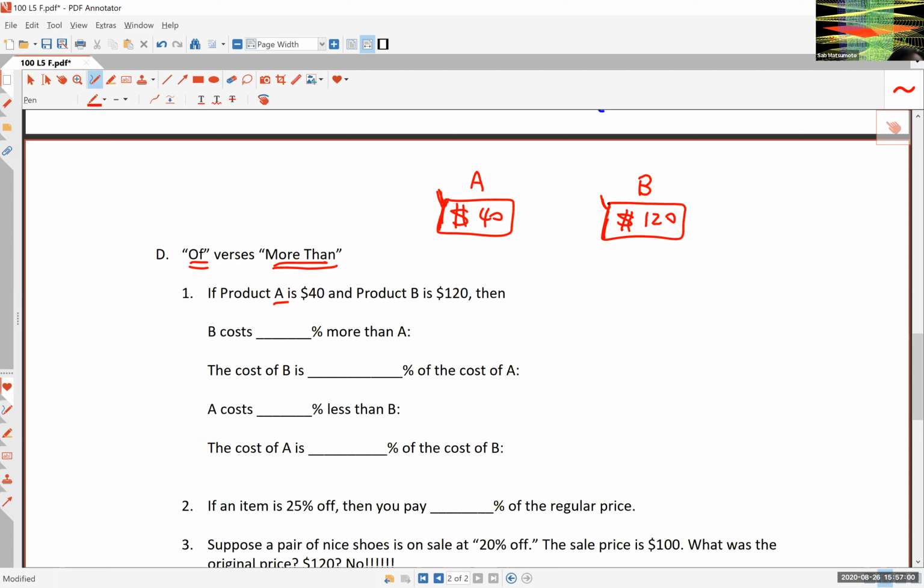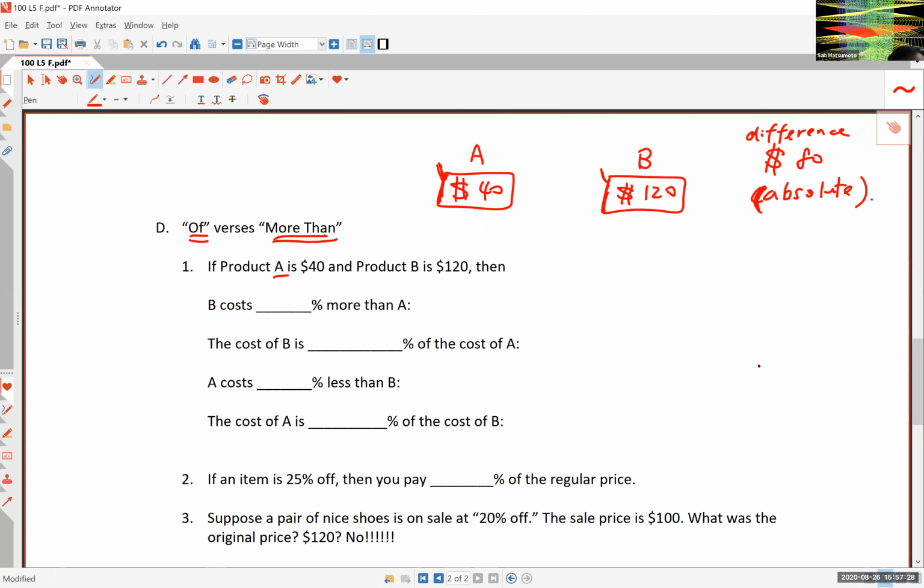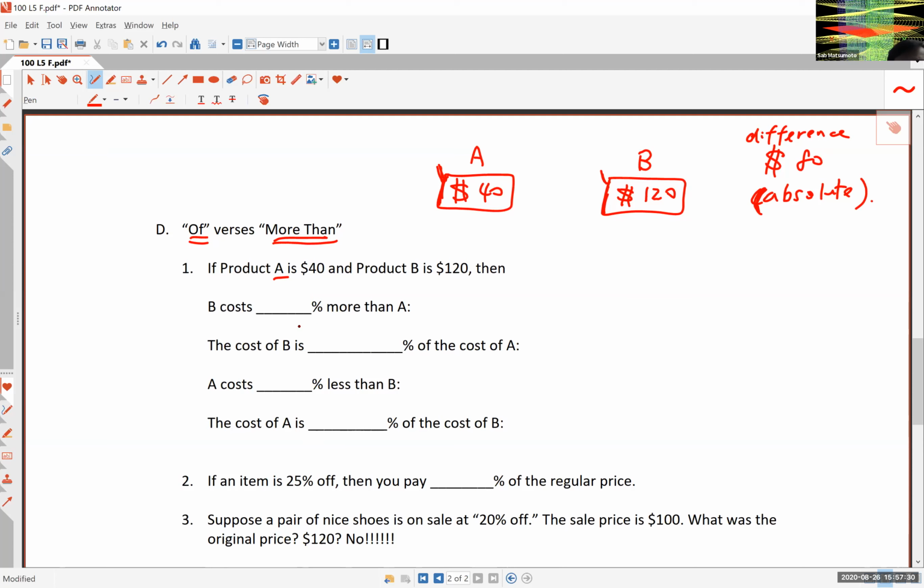All right, now what's the difference? Duh, you say it's $80. Yes, $80 is called the difference. Okay, and this is the absolute difference, right? Clearly A costs $80 less than B, and B costs $80 more than A. No problem here. Okay, but if you're trying to say B costs what percent more than A?